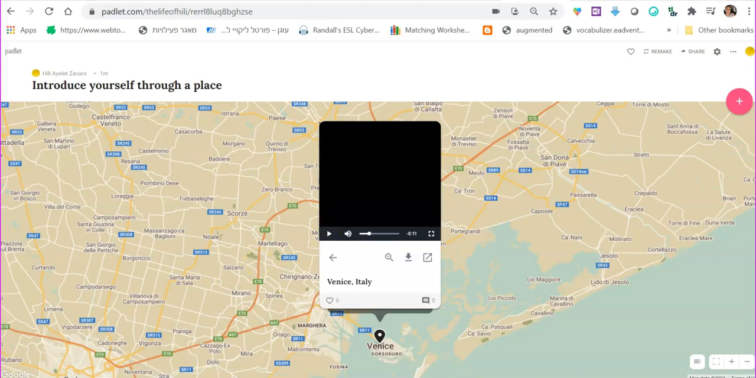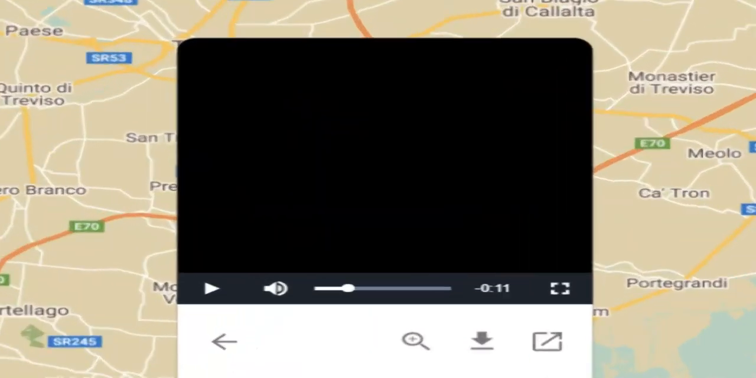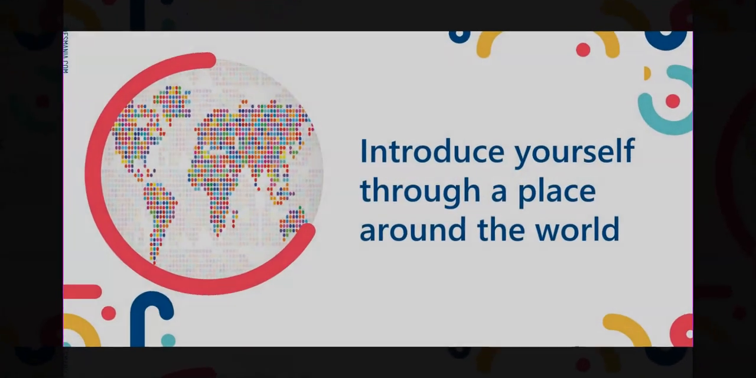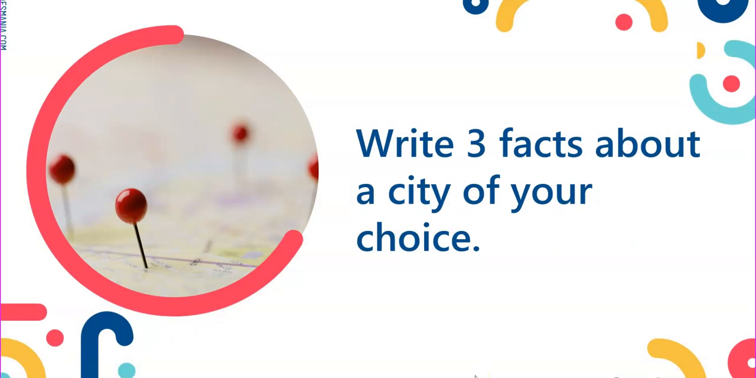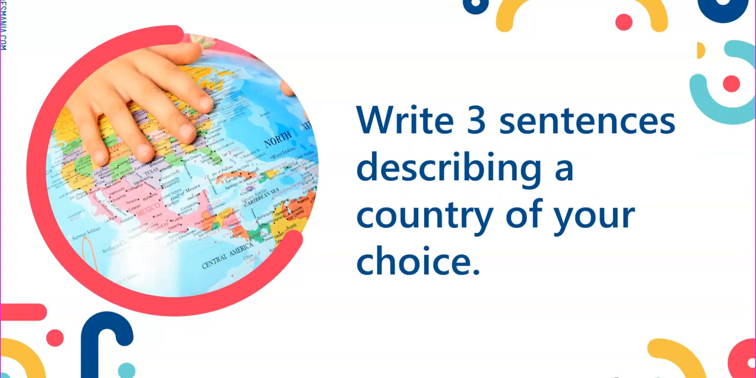So what other activities can you do in class using Padlet maps? So one idea is introduce yourself through a place around the world. Write 3 facts about a city of your choice. So you want to adapt it to the age level, right? Write 3 sentences describing a country of your choice. So if they are older, you can have them do some web quest and find out details about certain countries and write a little paragraph or 3 sentences describing a country.